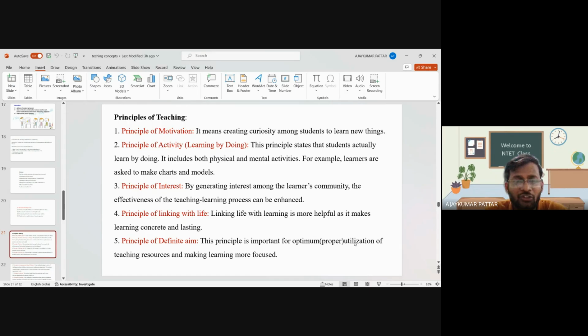In the classroom also, if you don't generate interest among the students, then the teaching learning method will be hampered. That's why, under the principle of interest, teachers should create interest in the learners or students. Then only can the effectiveness of the teaching learning process be enhanced. Then the principle of linking with life. What does this mean? Linking life with learning is more helpful as it makes the learning concrete and lasting.